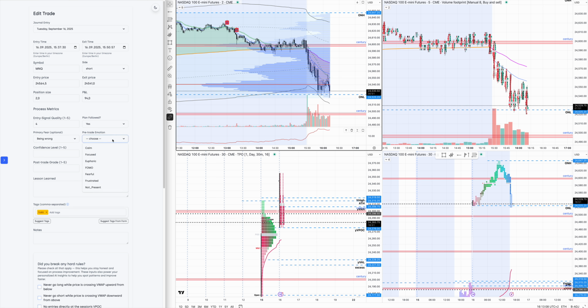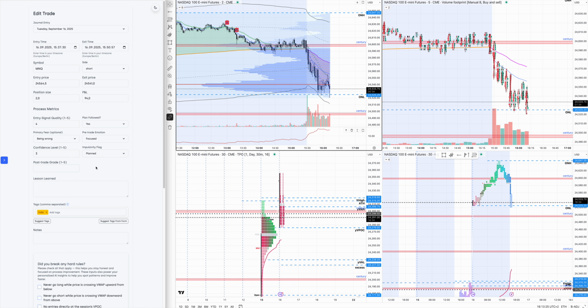Okay, pre-trade emotion, I was actually focused. I was really focused. Confidence level, I was at 3, right? Because it's just what I was saying. The setup was good, everything was aligned in that moment, but my confidence was not super high. It was planned. Trade grade, I would say it's a 4. Lesson learned.